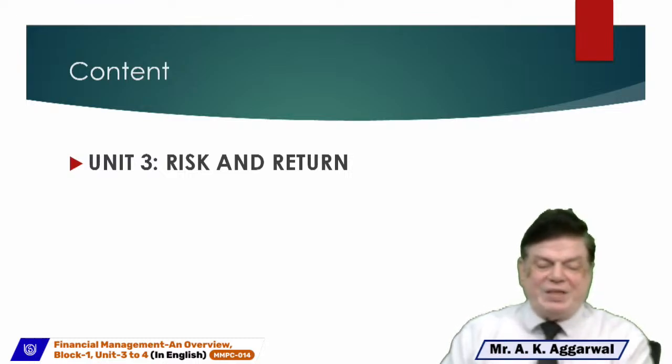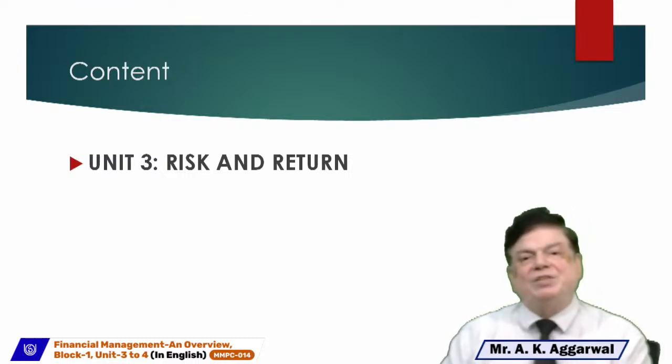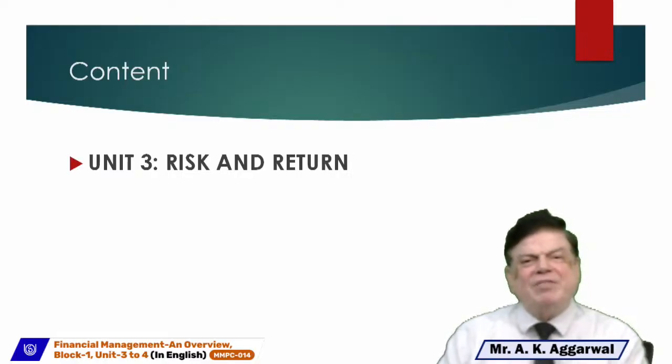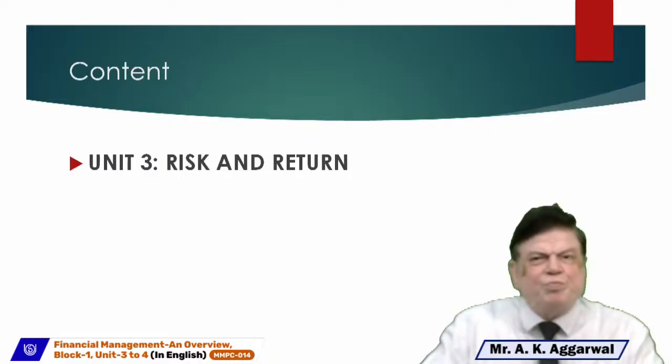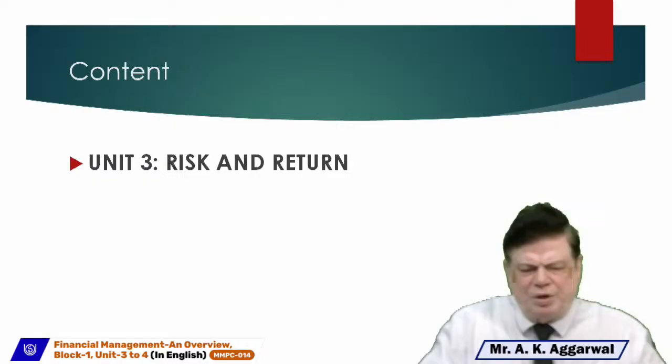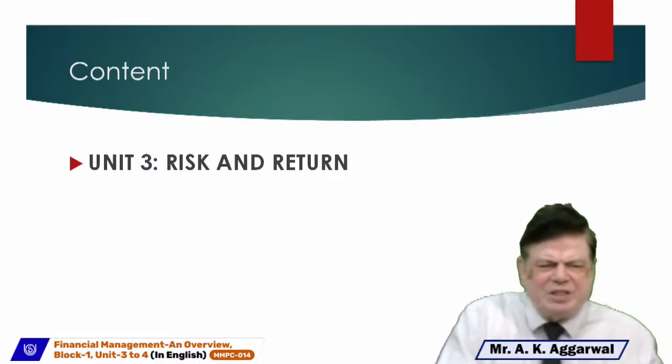Unsystematic risk is specific to one company, one industry, or one business house only. Example: a fire in a company's factory or poor management. You can reduce this by investing in different companies. Diversification: diversify your portfolio into many securities. Don't invest in one security, invest in many securities.